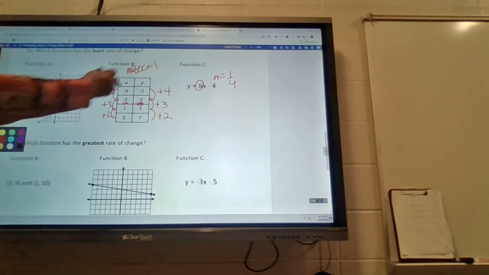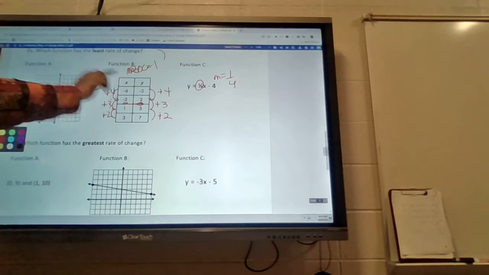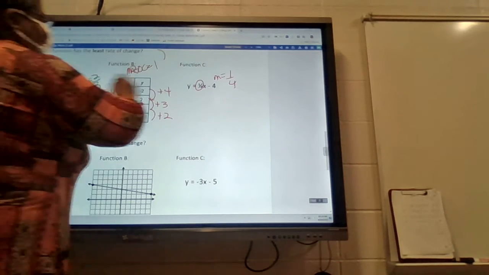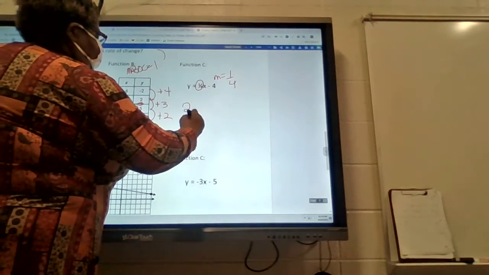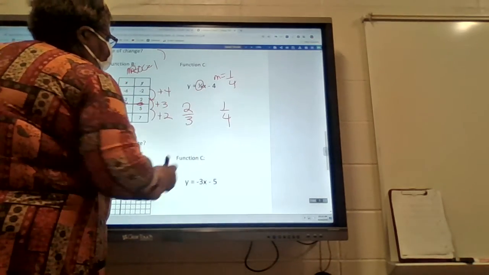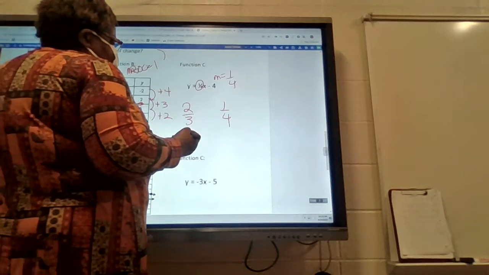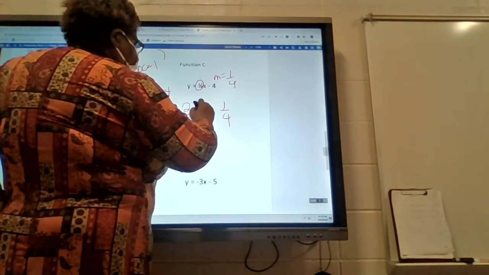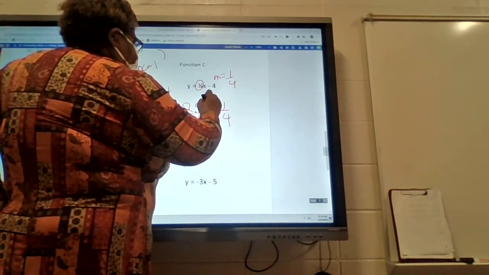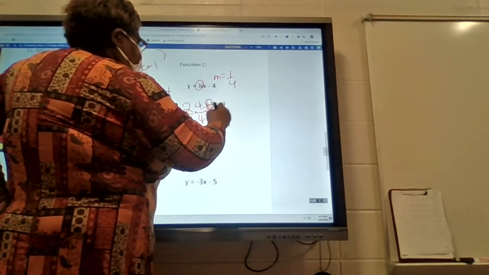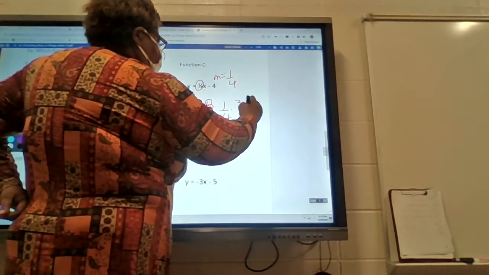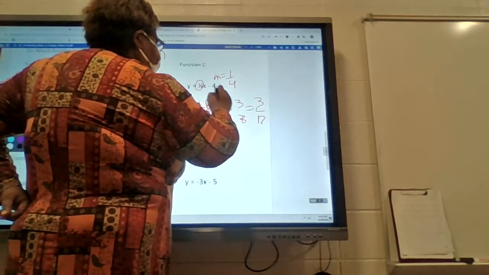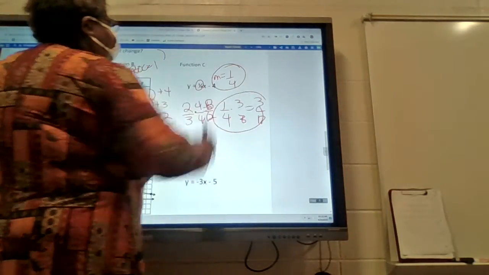So what's the bigger number? Oh, the least rate of change. So we want the smallest one. So it's between these two fractions. I think it's 1/4, but let's convert it to 12 and see. 8/12, and that's 3/12. So yeah, this one is the smallest.